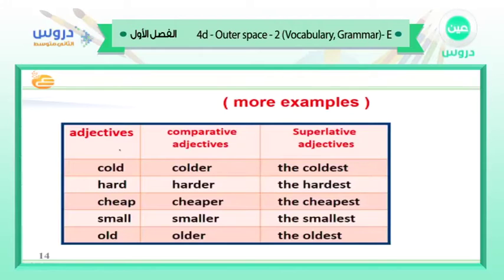Okay, more examples. Adjective, comparative adjective, and superlative adjective. Cold, colder, the coldest. Hard, harder, the hardest. Cheap, cheaper, the cheapest. Small, smaller, the smallest. Old, older, the oldest. Okay? These are short adjectives, one syllable: cold, hard, cheap, small, old. Okay?